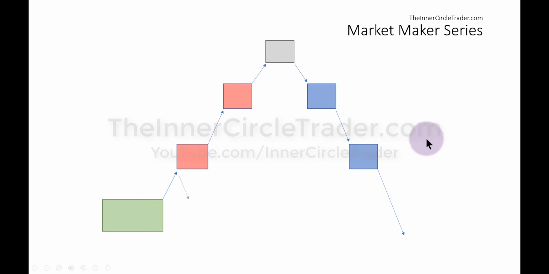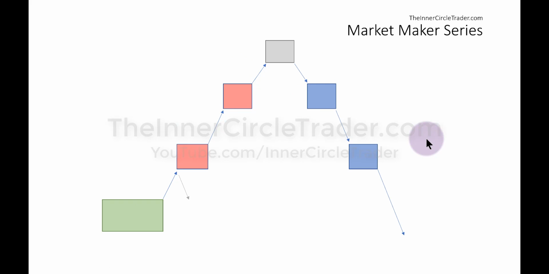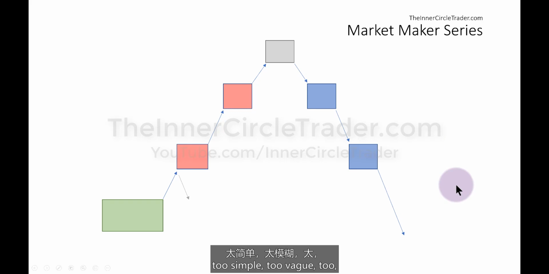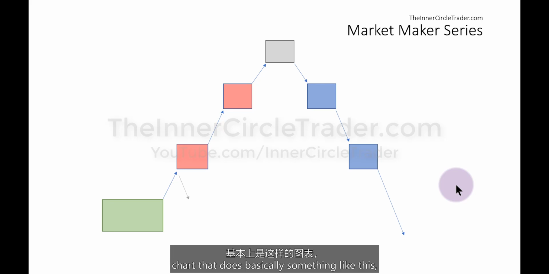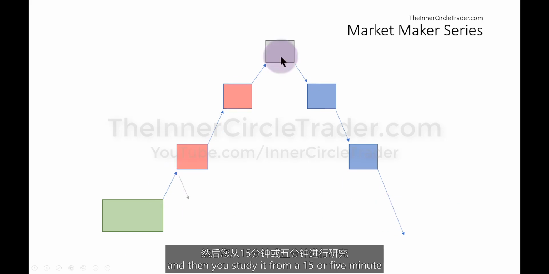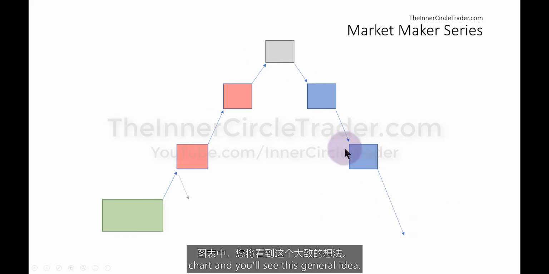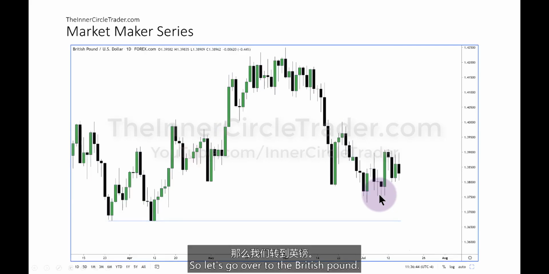And again, for someone new, for someone that has not been looking at price charts for a long time, this is going to look too elementary, too simple, too vague, too, well, it's not really showing me anything. I'm not really grasping it. But I promise, if you go through your old charts and look at a price swing, say on a 4-hour chart that does basically something like this, and then you study it from a 15 or 5-minute chart, you'll see this general idea.